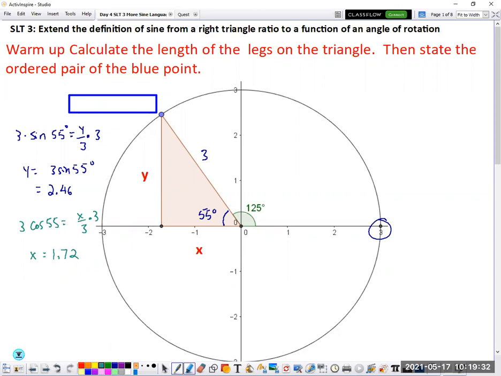Ladies and gentlemen, we have found these 2 lengths. These 2 lengths exactly do not make up the ordered pair under the blue rectangle. I want everyone to privately send me the ordered pair of the point. What is the ordered pair of that blue point? If you know it, send it to me.